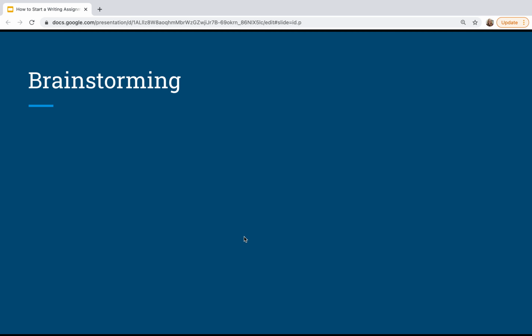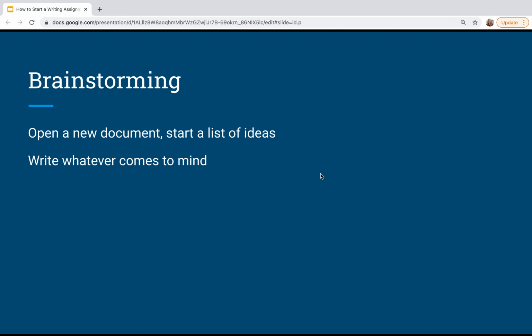Once you have understood the instructions, the next part is brainstorming. This is where you get to free flow with your ideas to come up with some building blocks for your paper. All you need to do is open a new document and start a list of ideas that are focused on the topic of your assignment. Just write down or type whatever comes to mind. You don't have to edit yourself at this point.